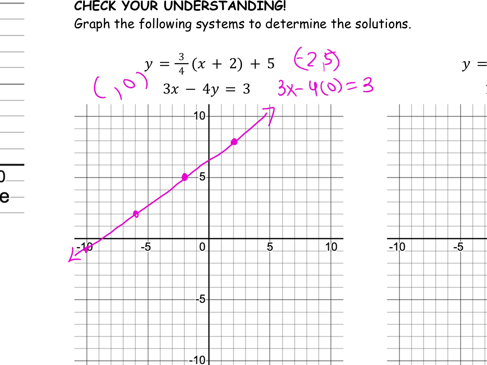What happens to the y when I do that? It just like goes away, doesn't it? Now I have 3x equals 3, so x equals, great. So I'm going to change my color at this point for this one, and I'm going to plot a 1 right here.